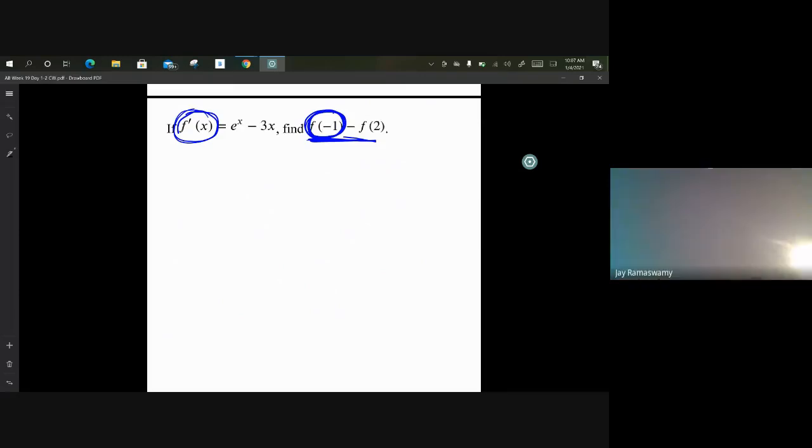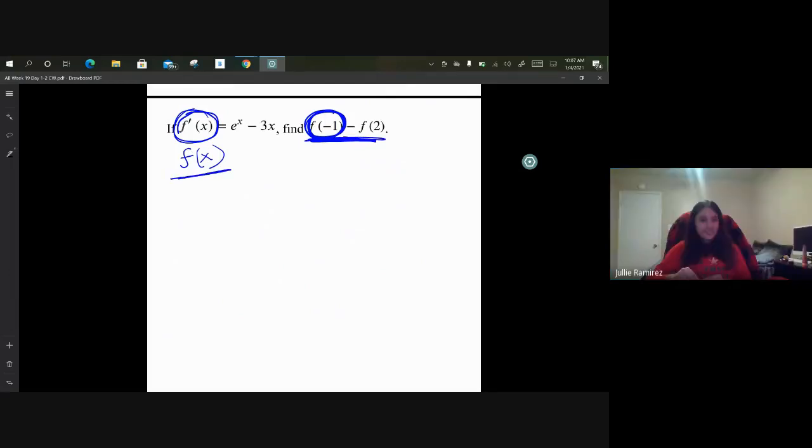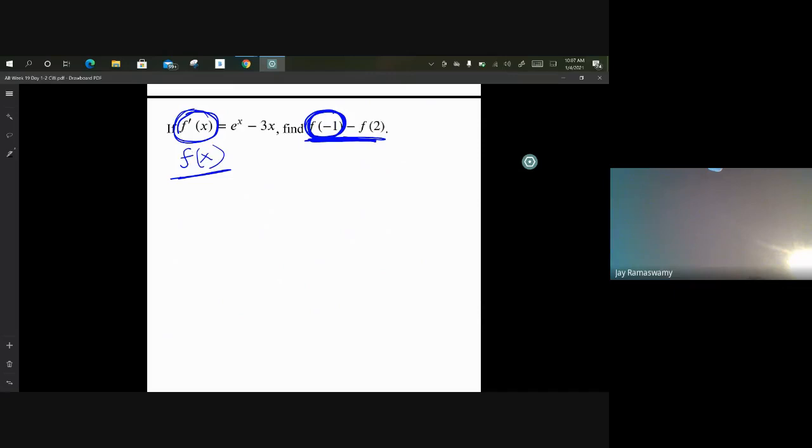Yes. No, there is a mismatch. I'm asking for F and I'm giving you F dash. Some students have trouble with this concept of mismatch. If I had given you F of X, is there a mismatch? I'm asking for this, I'm giving you this. Is there a mismatch? No, there's no mismatch there.